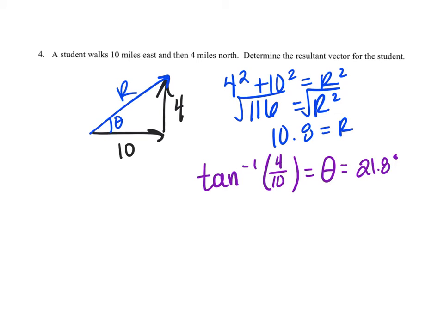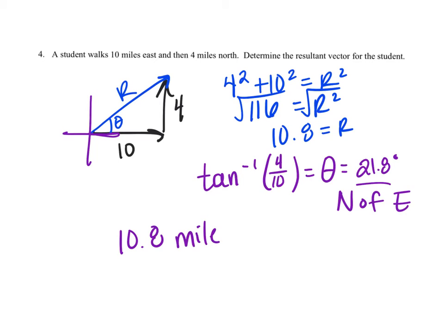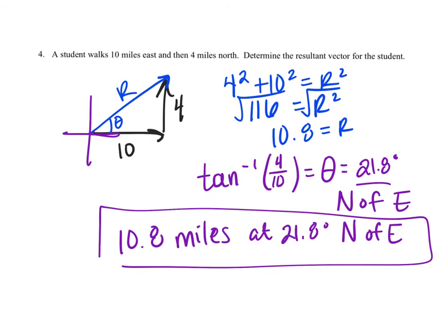Right? And then the last thing is we need to know which way this angle is going, and we can put a compass right here, and we can see, oh, it's touching the east axis, so that's going to go second, and it's going above it, so it'll be north of east. So now we want to put all the pieces together, and we get 10.8 miles, because that's the unit given to us in the question, going at 21.8 degrees north of east. And we are done with question number 4.